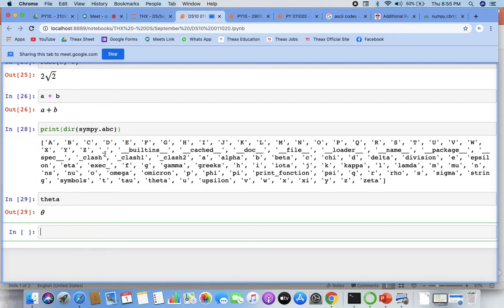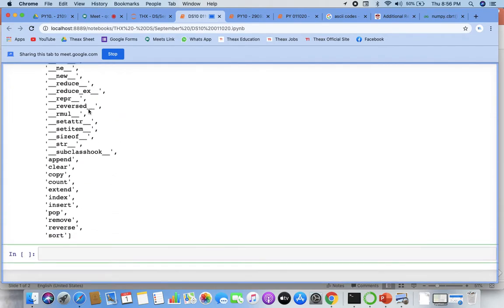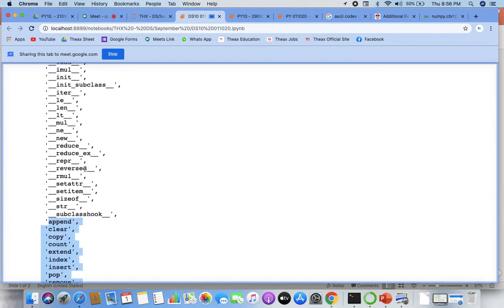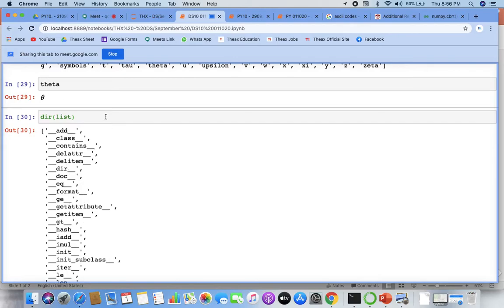Whenever you want to know what functions are in a directory, you can directly write dir of whatever it is. Like when you work with a list, what all functions are there in the list? Append, clear, copy, count, extend, index, insert, pop, remove, reverse, sort, all this. You can work with any of these things.